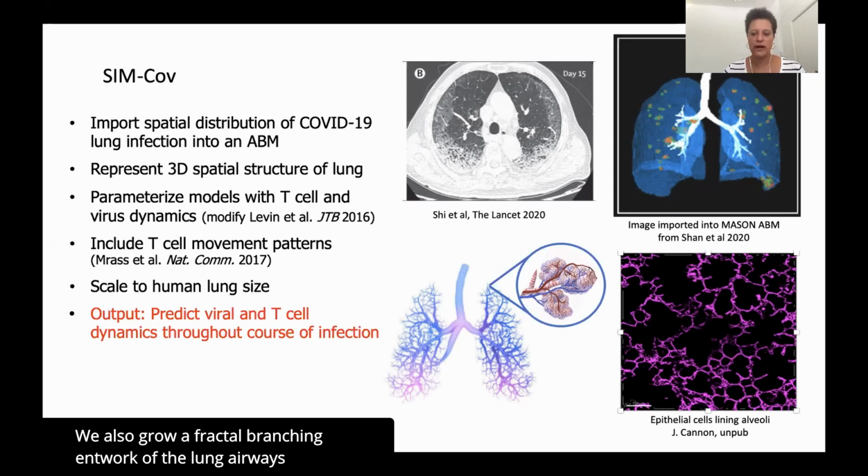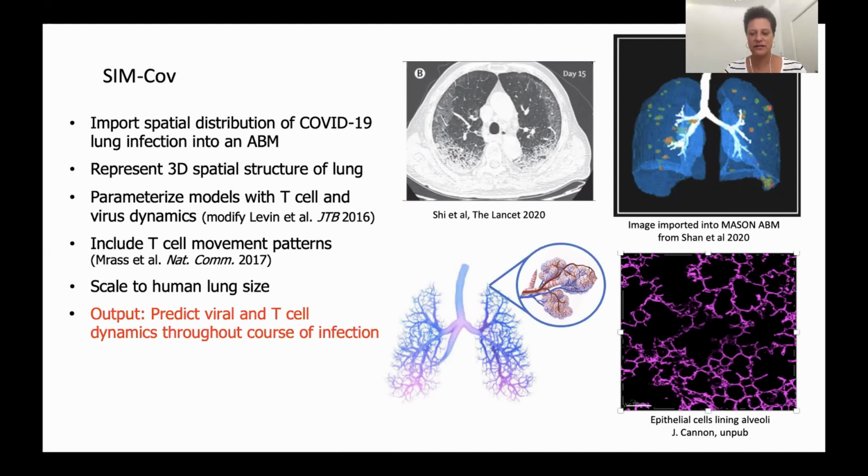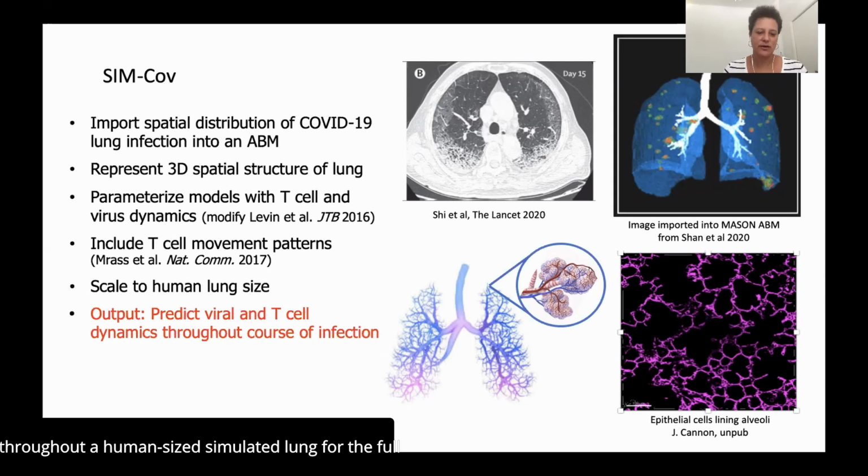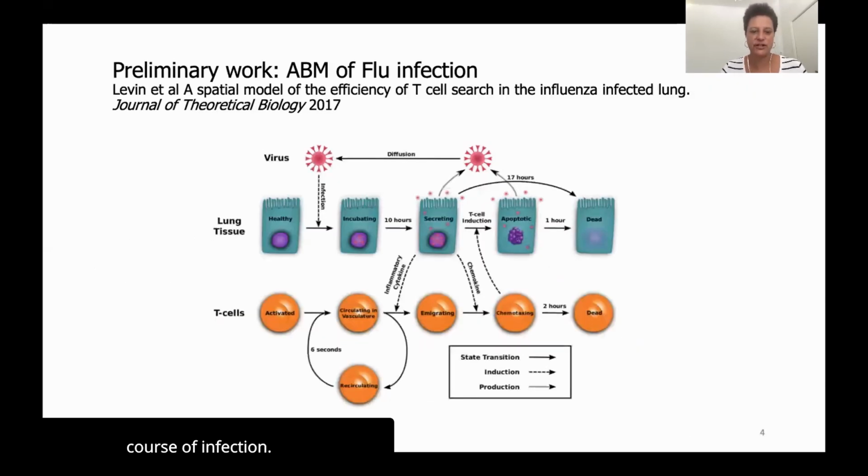We also grow a fractal branching network of the lung airways that are then lined with what are called epithelial cells. These are the cells that get infected and line the airways and allow the virus to propagate. We will also, as I'll show in a moment, include T cell movement patterns within the lung in this model. And we'll output the viral and T cell dynamics throughout a human-sized simulated lung for the full course of infection.